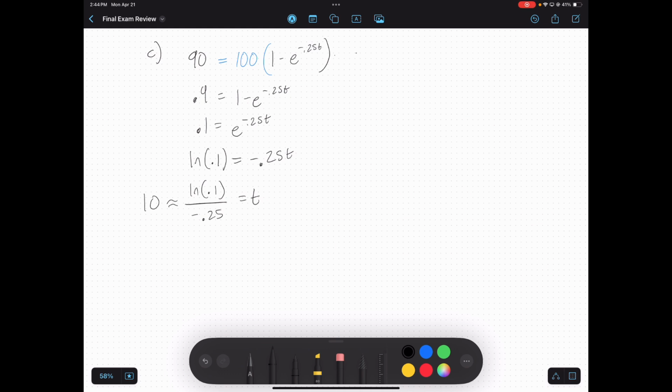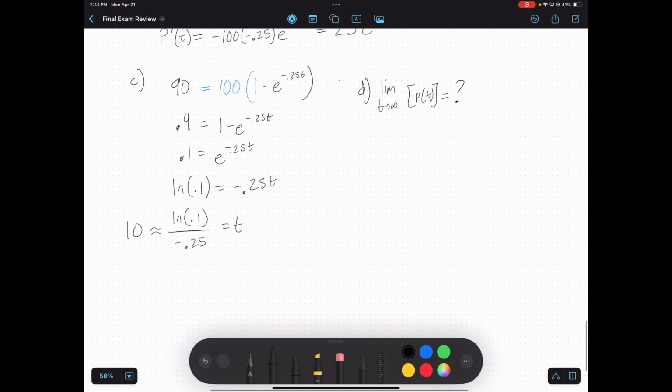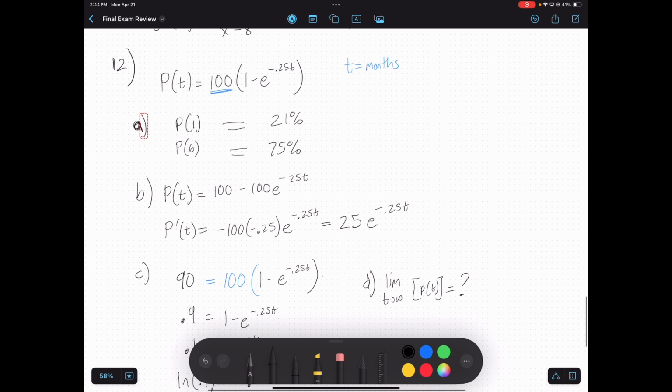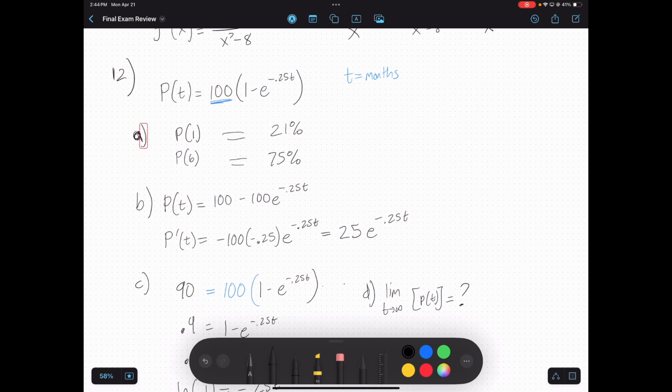And then part D asks this question. What's the limit as t approaches infinity of P of t? Well, take a look at this function. I've got just 100 times 1 minus e to the negative 0.25t. Tell me about this piece right here. It's an exponential decay function. So as I let t get infinitely large, this is approaching 0.